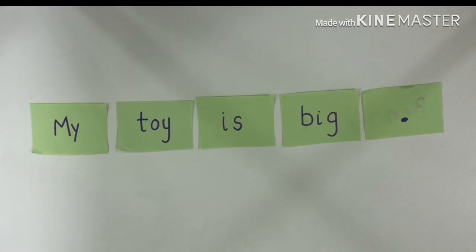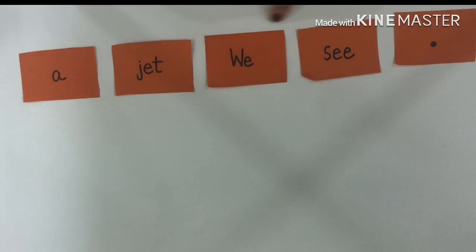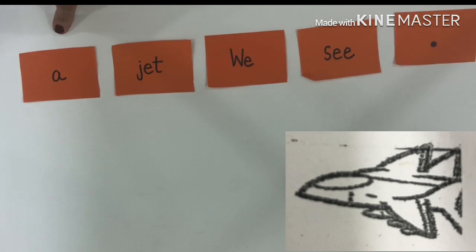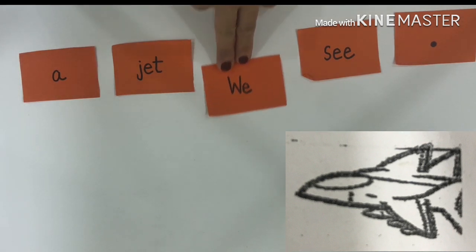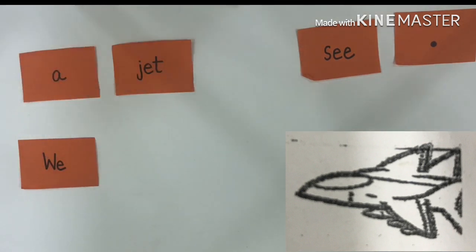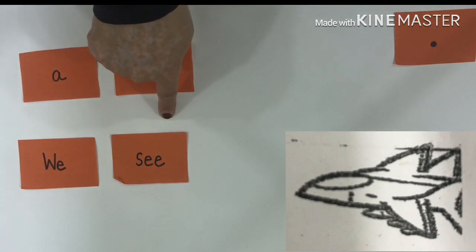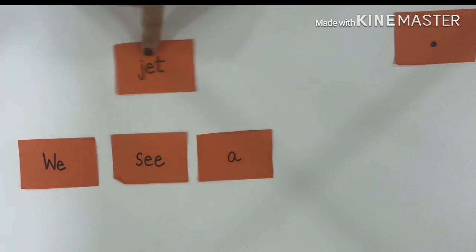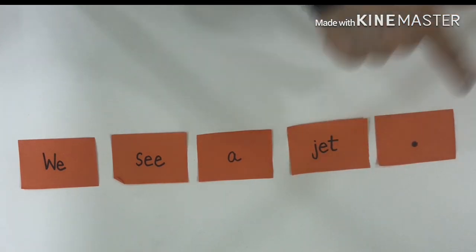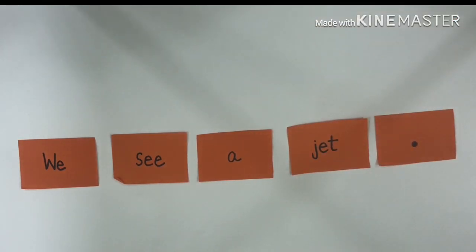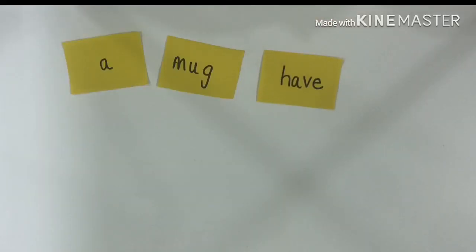Let's look at another example. A, jet, we, see, full stop. I see that the first capital letter is We, so that's going to start the sentence, and then I see a jet. So: We see a jet. A full stop. That makes the complete sentence.